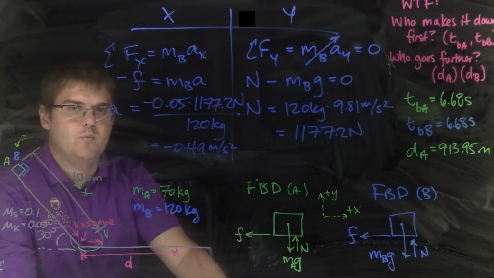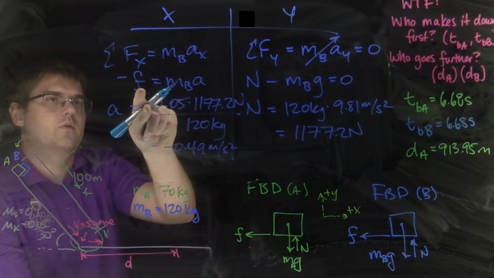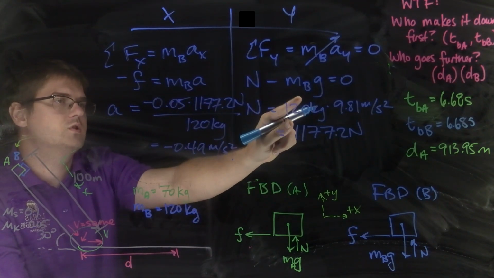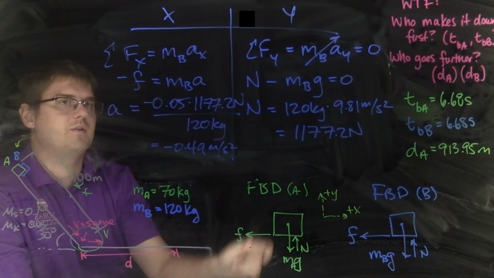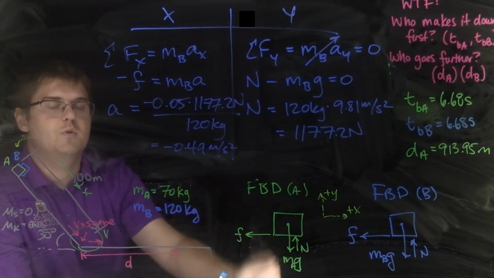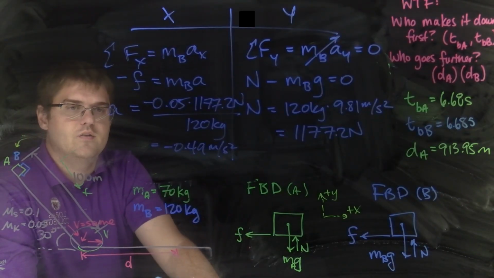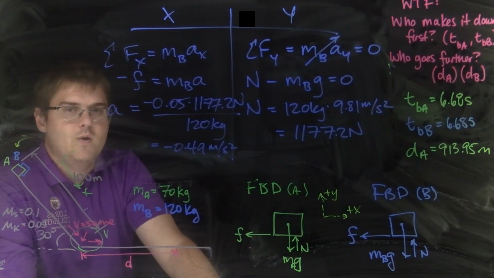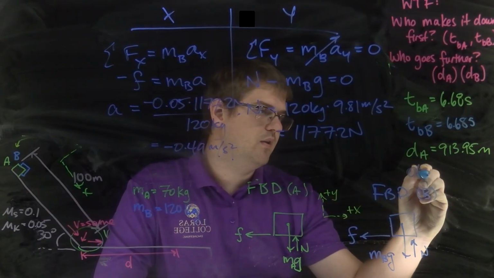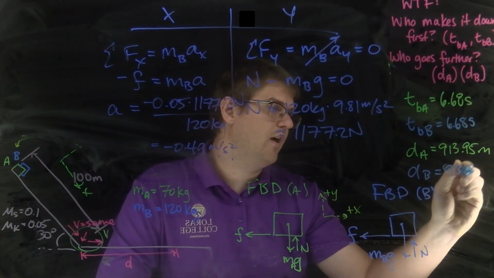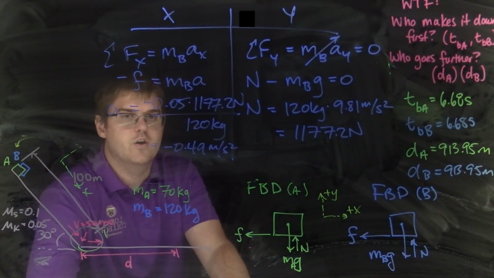Which is exactly the same as what we had for person A, because once again, this friction is mu k times N, and my normal force has my mass in it, and that's going to go ahead and knock out mass from the equation. It's not dependent on mass. We will find that dB is equal to 913.95 meters. The weight of the person does not impact how far they go.